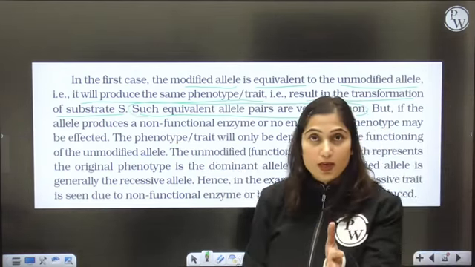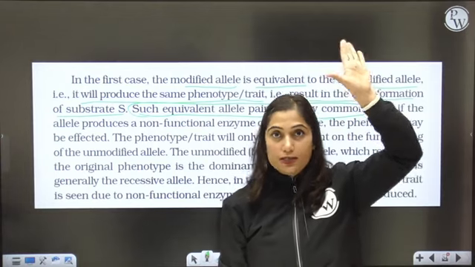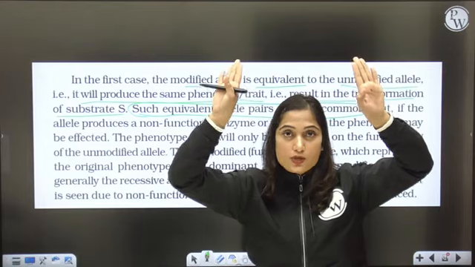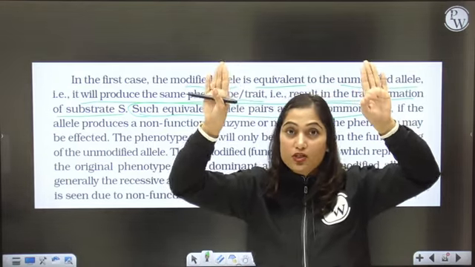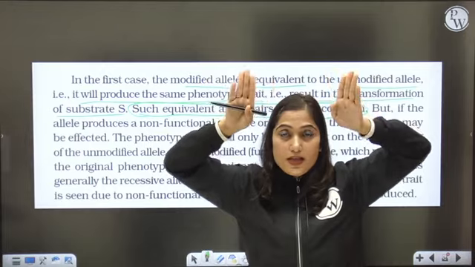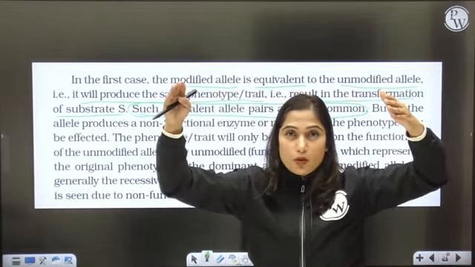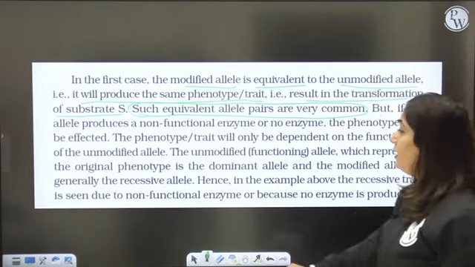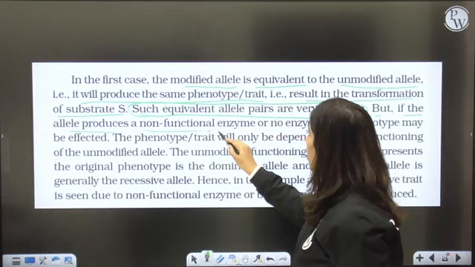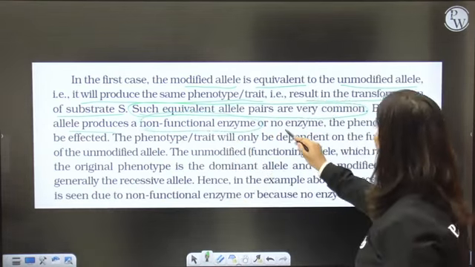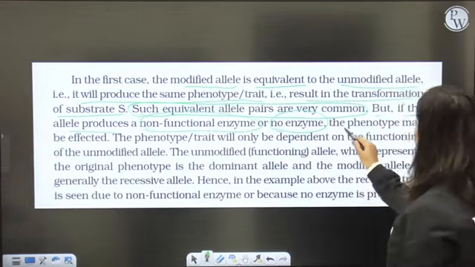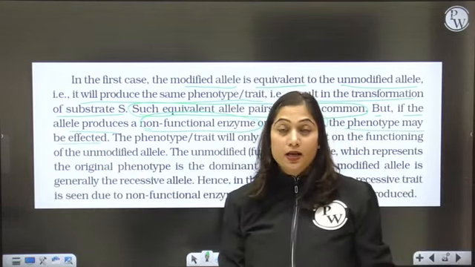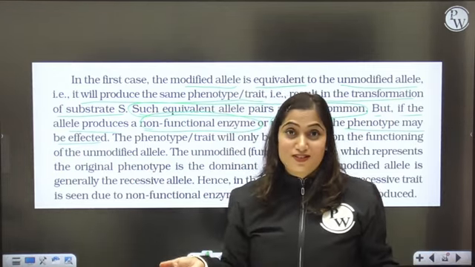What kind of equivalent pairs? Where the original allele has undergone mutation, but still this is called the original allele because the mutation is silent and is producing the same expression. These kinds of equivalent pairs are very commonly found in the population. But if the allele produces a non-functional enzyme or no enzyme, then the phenotype may be affected. Yes, it is affected. The tall plant becomes dwarf.